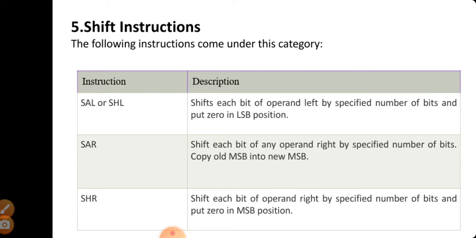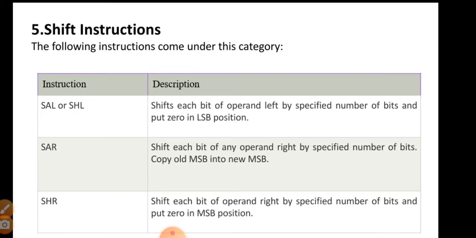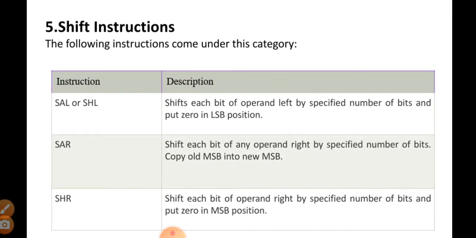The following instruction comes under the shift instruction category. The first instruction is SAL or SHL, which means shift operand left. SAL shifts each bit of the operand to the left by the specified number of bits and puts 0 in the LSB position.